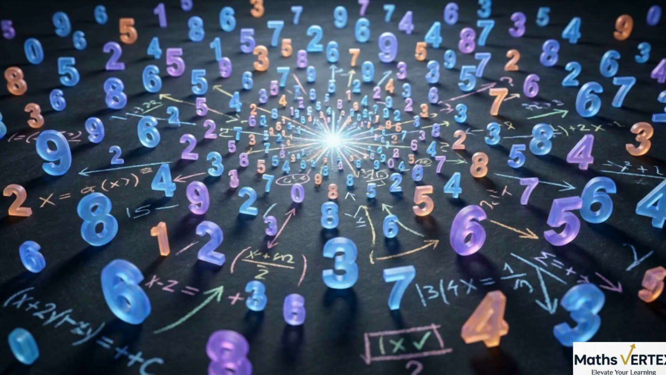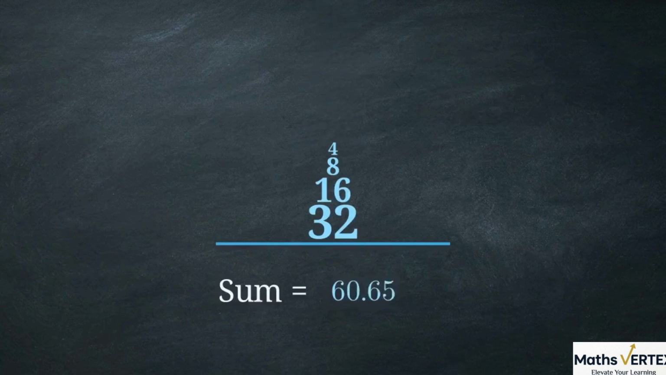Imagine taking an infinite amount of numbers, adding them together one by one forever, and yet the final total strictly stops at a specific number, like 64.